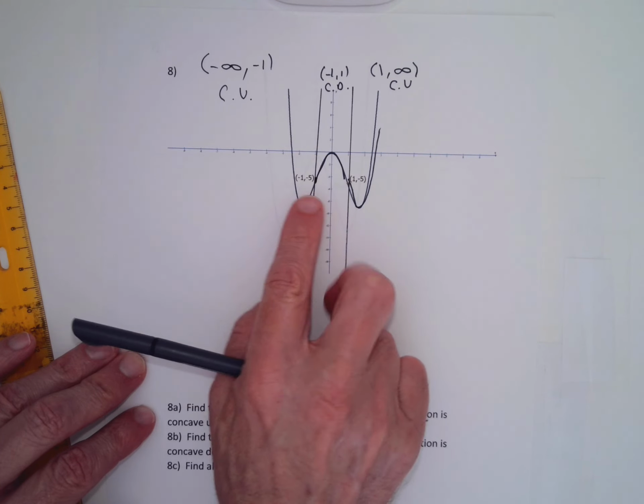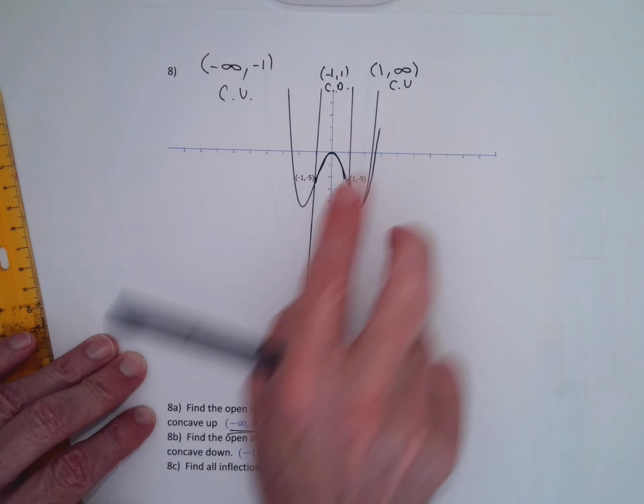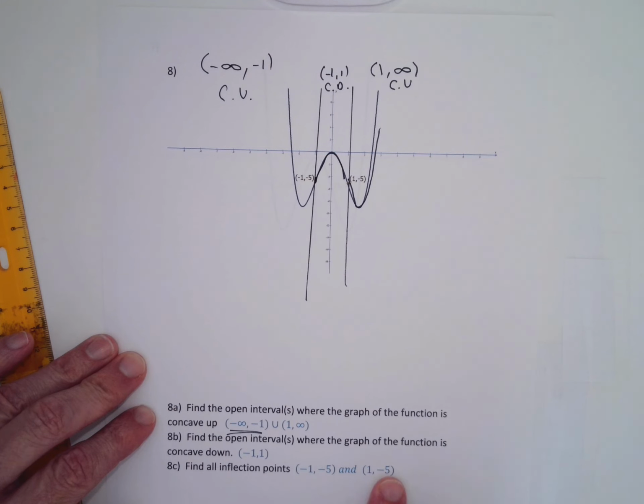Both of these points, the graph changes concavity either from up to down or down to up. So both of those points are considered inflection points.